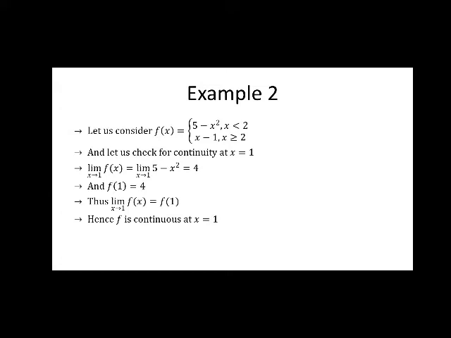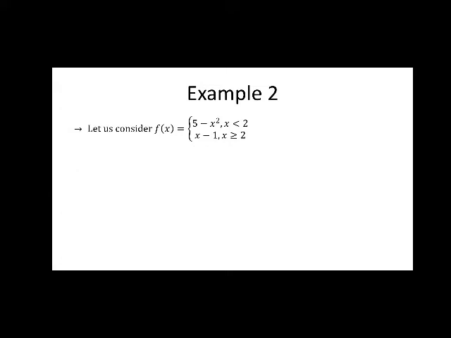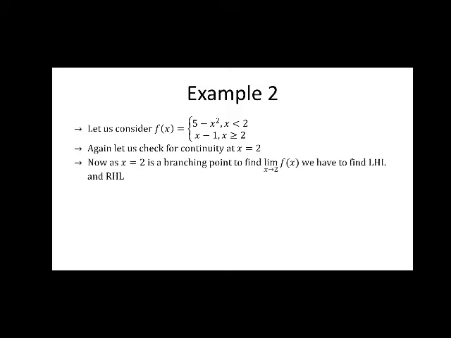Now let us take another point for the same function, that is x equals 2. We have to understand that x equals 2 is a branching point. Now what does branching point mean? Branching point means the very point at which the curve changes.